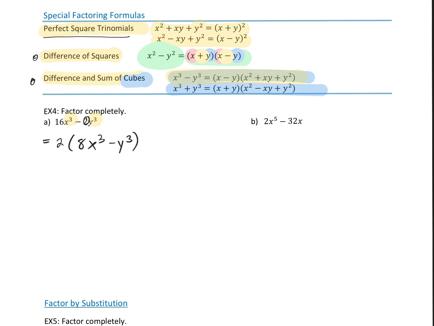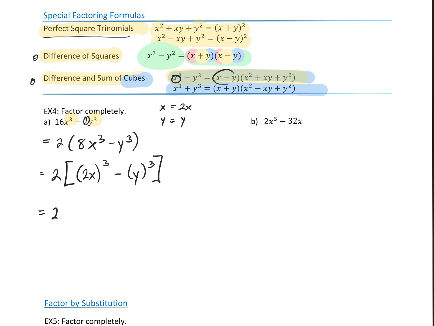Ooh, and now that looks like a perfect cube. So you have 2, and then, can I rewrite 8x cubed as something cubed? Yes, I can, 2x. And then minus, and we have the y cubed. So if I'm to look at my formula, the item that stands for the x is going to be the 2x, and the item that stands for the y is going to be, well, just the y. So that part doesn't really change in the formula.